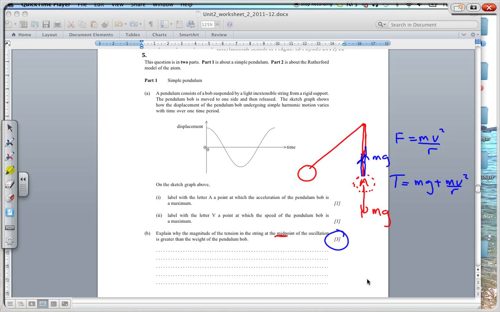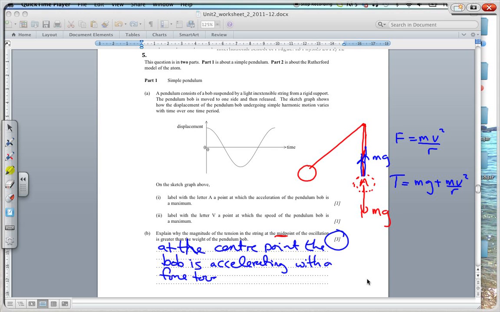So we need to state therefore that, at the center point, the bob is accelerating with a force towards the center.